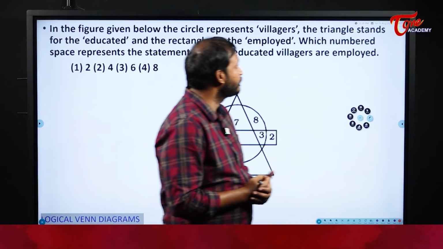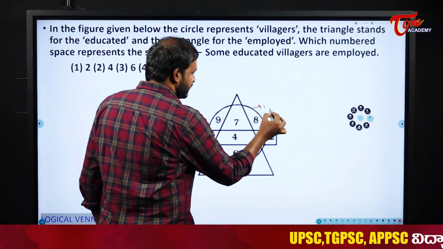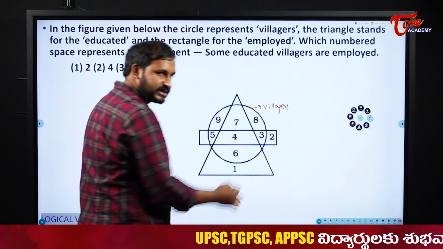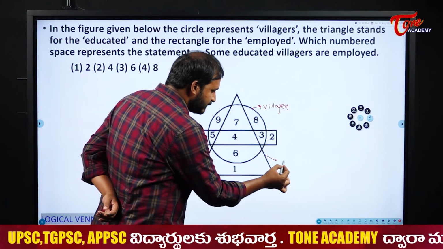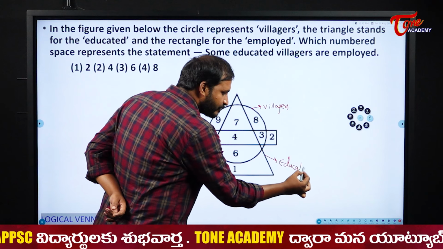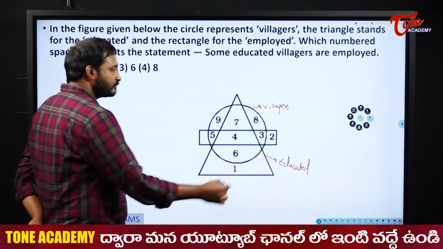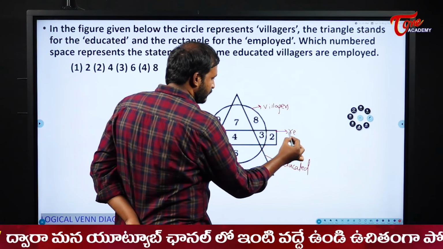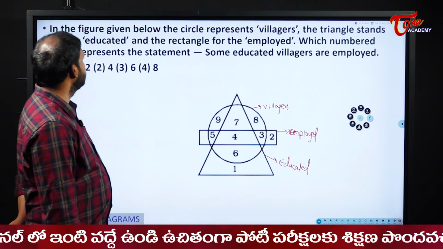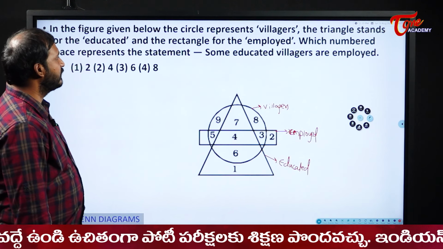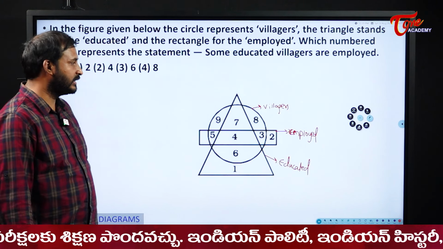Next one. Now please see this one, students. Here the circle is representing the villagers. Next, what does the triangle stand for? Educated. Okay, the triangle stands for educated. Next, the rectangle is for employed. Fine. Circle villagers, triangle educated and rectangle employed. Okay, all the 3 are done.